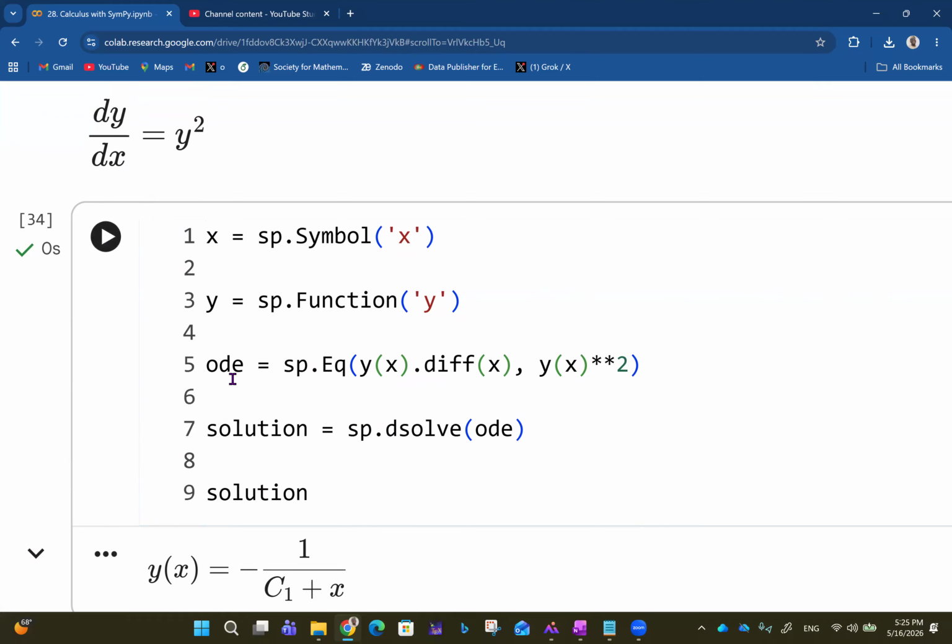So y is a function. So the ODE now is sp.Eq(y(x).diff(x), y(x)**2). This is how you write the dy dx here: y(x).diff(x), then y(x) squared. Then you solve that and you get y of x equals minus 1 over c1 plus x, like that.